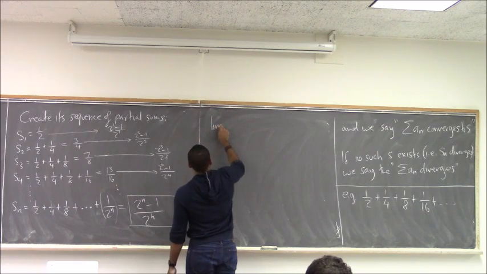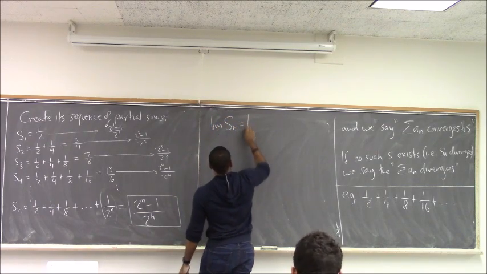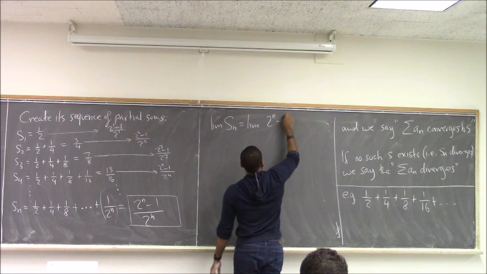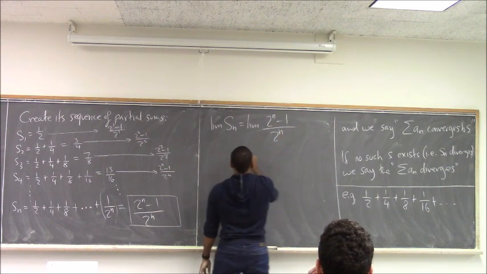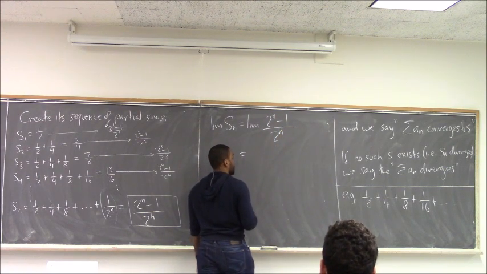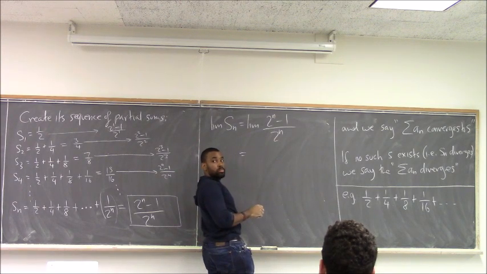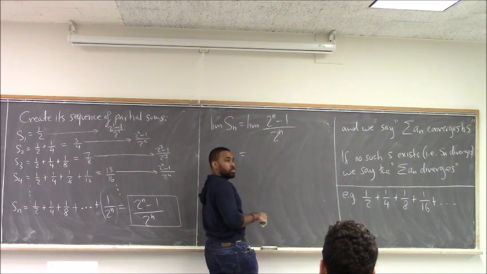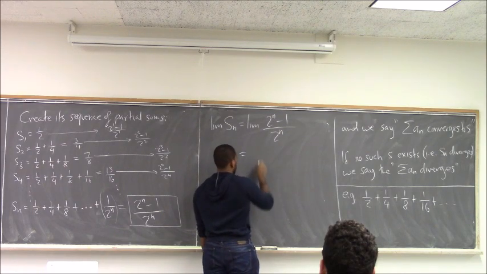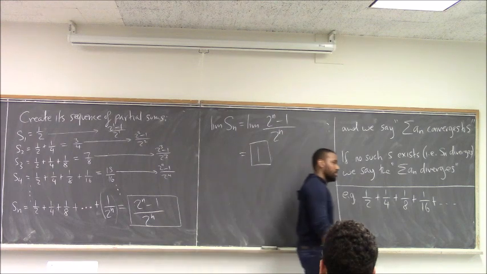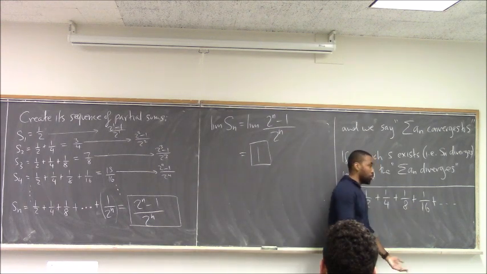Now, let's take the limit of Sn. That's just the limit of (2^n - 1)/2^n. Now, what's that? It will be 1. So we did travel a mile. You add these all up, and it adds up to 1.